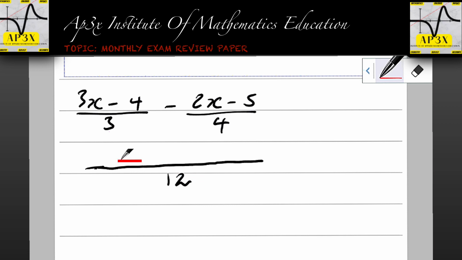3 into 12 goes 4 times, and then you open the bracket and put 3x minus 4. You just bring down the numerator onto the line. You also say 4 into 12, bring down the minus here, so 4 into 12 goes 3 times. Basically, we're saying negative 4 into 12 goes negative 3 times. Open the bracket, 2x minus 5.